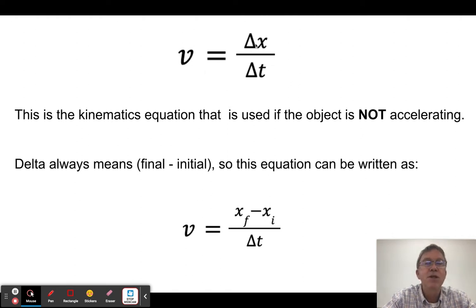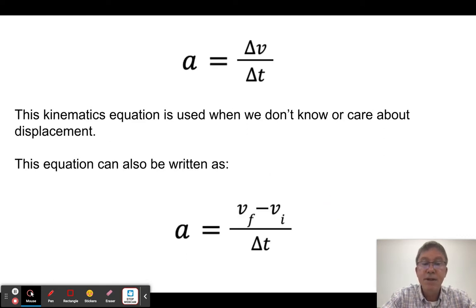So velocity equals a change in position over time. We've done this one before. This only applies if it's not accelerating. We could expand the delta here to mean final velocity minus initial velocity, because that's what delta always means, final minus initial. All right, let's look at this one here. Now, this is a kinematics equation.